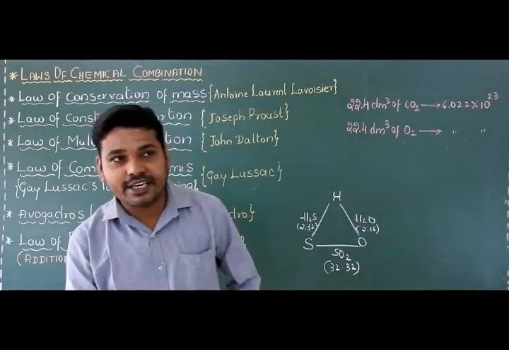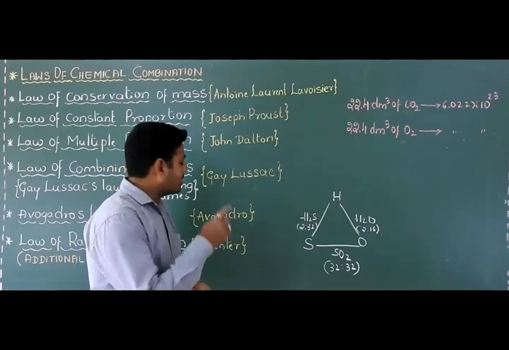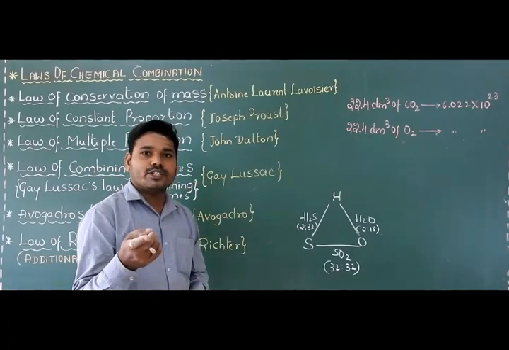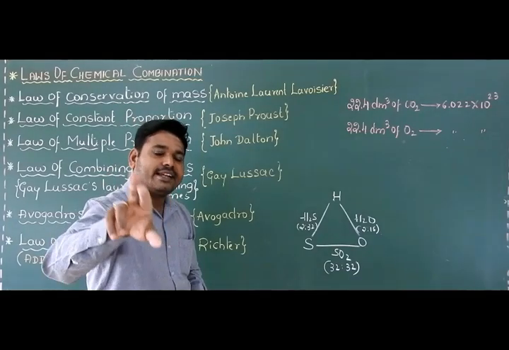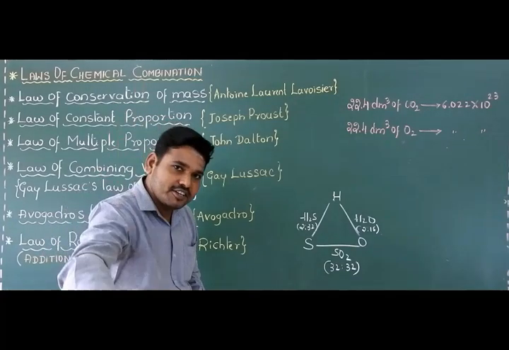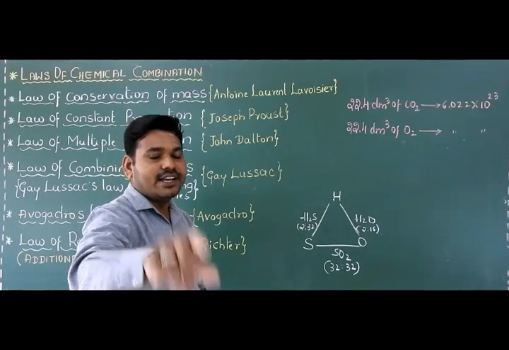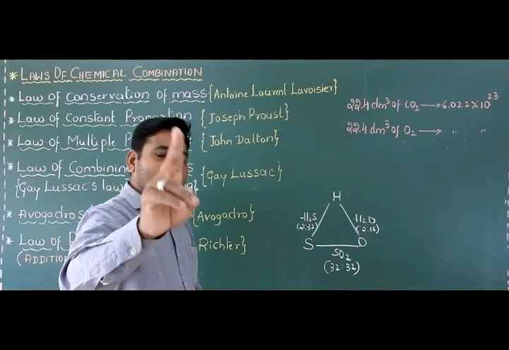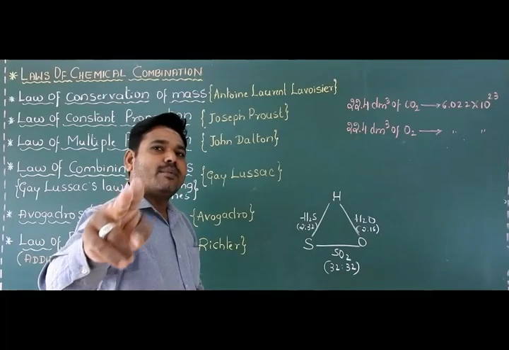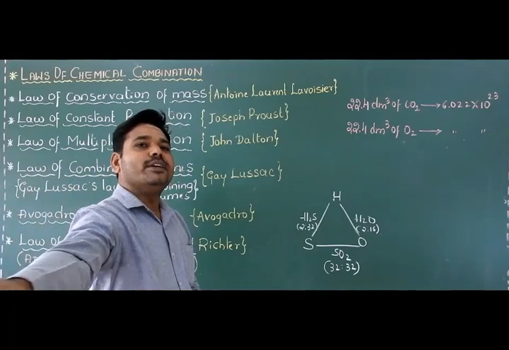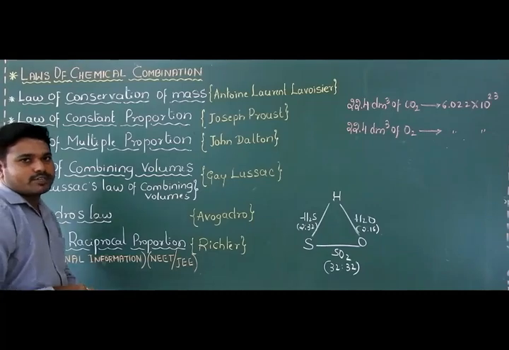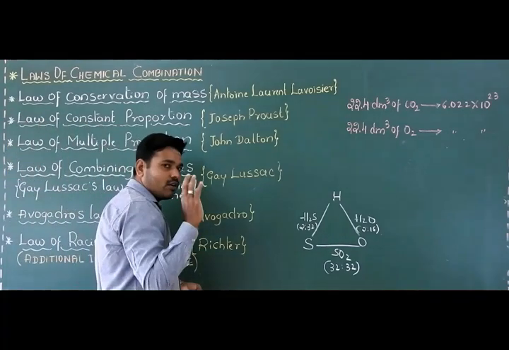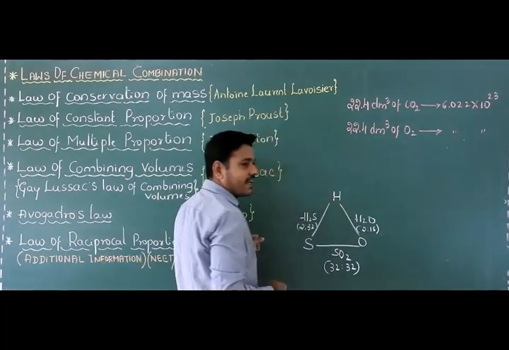Listen to this statement carefully. I repeat the statement. The law of reciprocal proportion states that if two elements separately combine with a fixed mass of a third element, the ratio in which the two elements will combine together will be the same. So this is regarding the law of reciprocal proportion, students. According to this law, let us take an example.